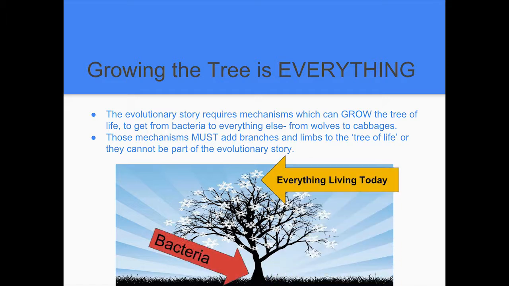So the tree again starts off with bacteria at the bottom, and the top, all those edges of the branches, the very top, is everything living today. All of the plants and animals, all the bugs and fish, everything that exists today. Somehow, evolution has to explain how something like a bacteria can diversify into everything living today.